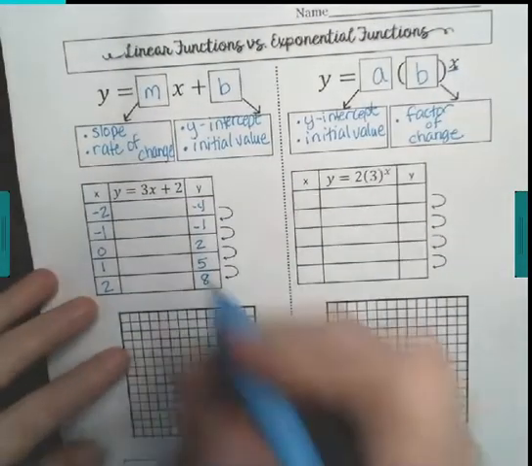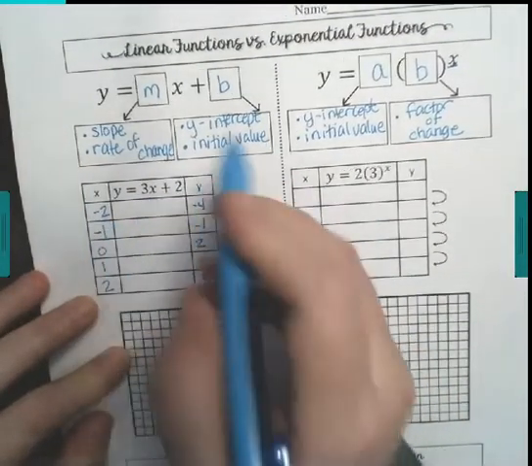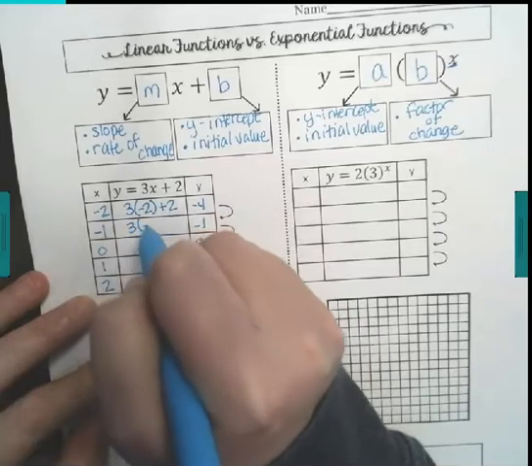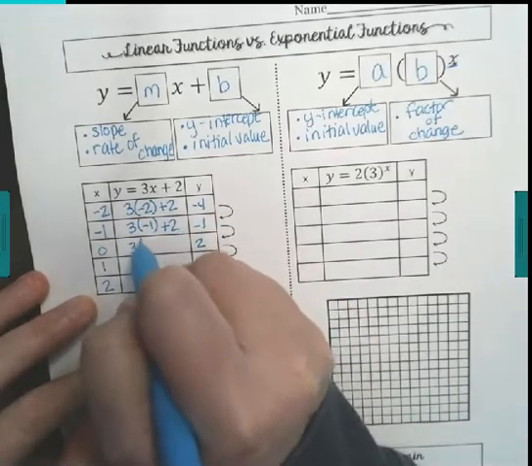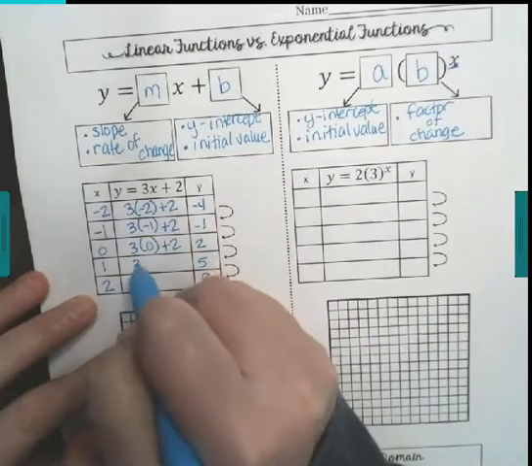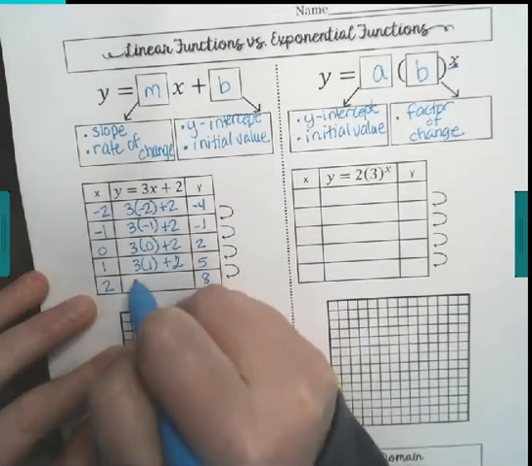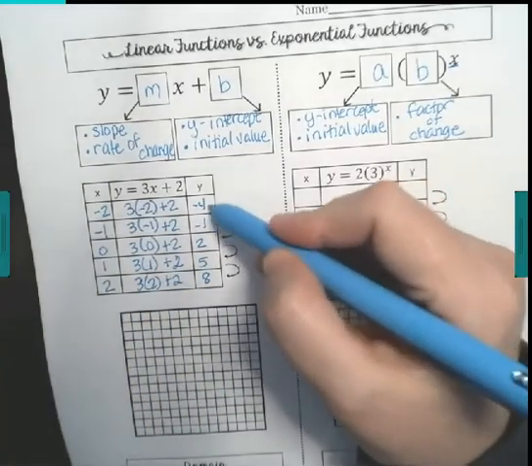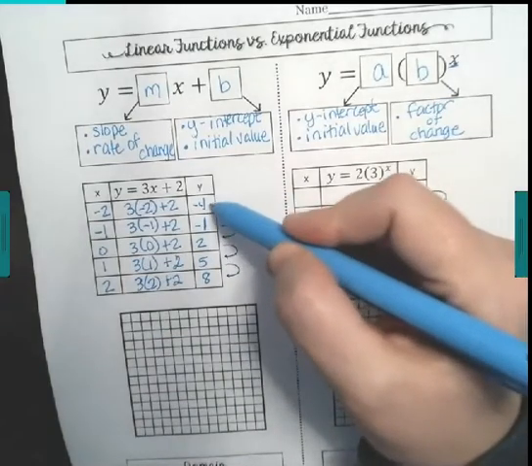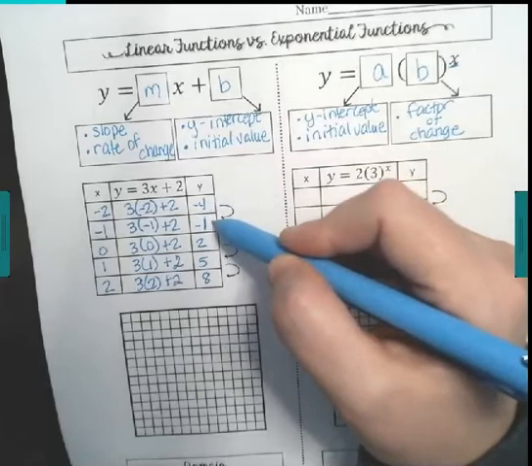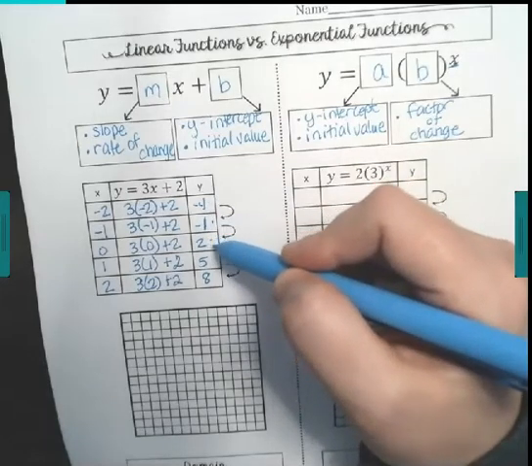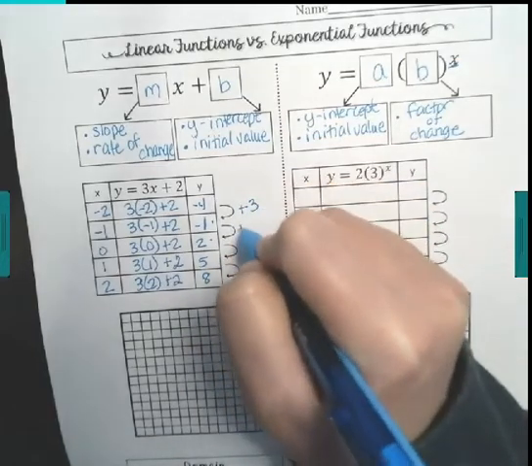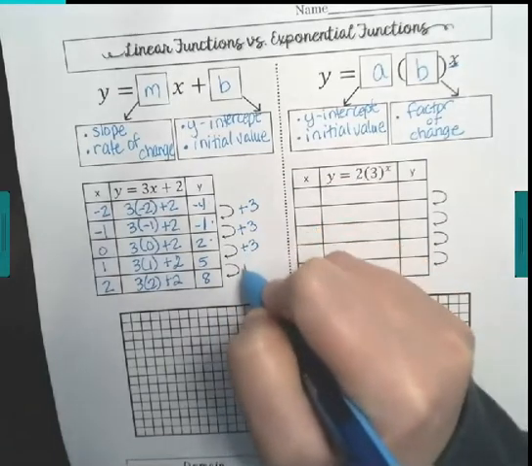If you were going to do this without a calculator, all you would do is plug in negative 2 for x. So you would do 3 times negative 2 plus 2, 3 times negative 1 plus 2, 3 times 0 plus 2, 3 times 1 plus 2, and 3 times 2 plus 2. So what is the rate of change for these? How do we find that? Well, we just find what do I have to do to negative 4 to get to negative 1? What do I have to do to negative 1 to get to 2? And so on and so forth. And what you should see is that each one of these, you get to the next one by adding 3.